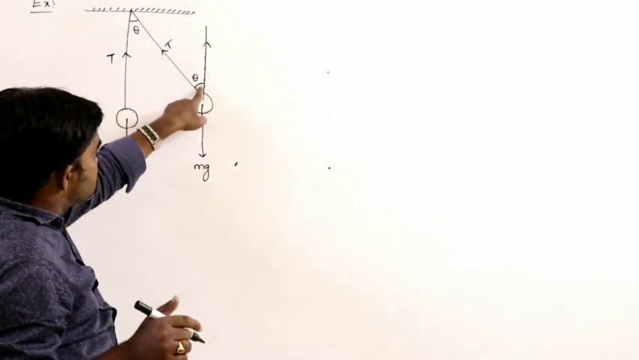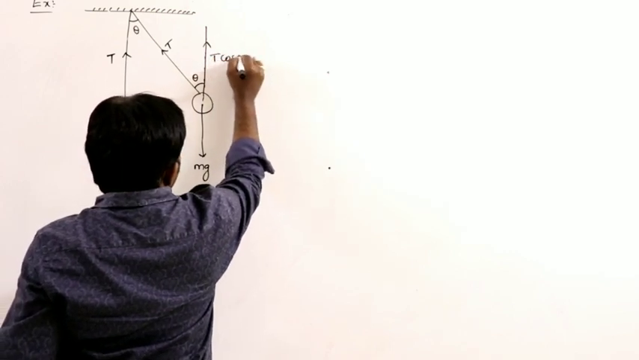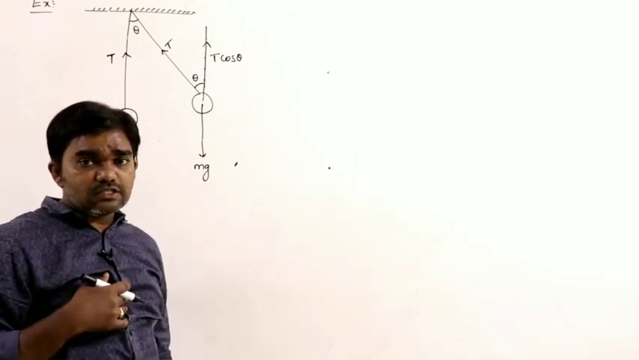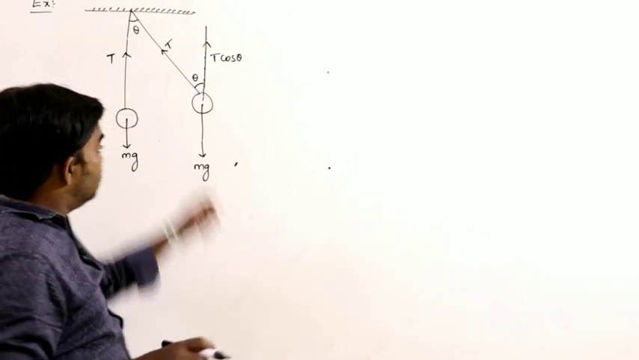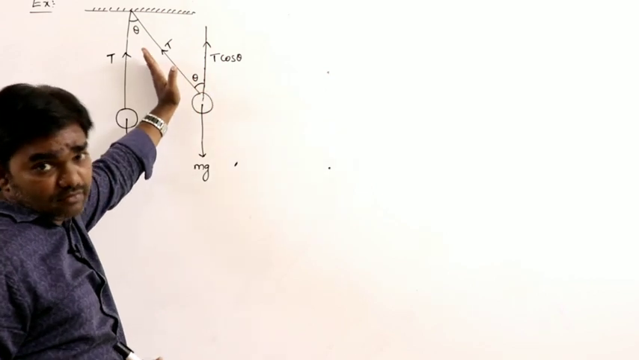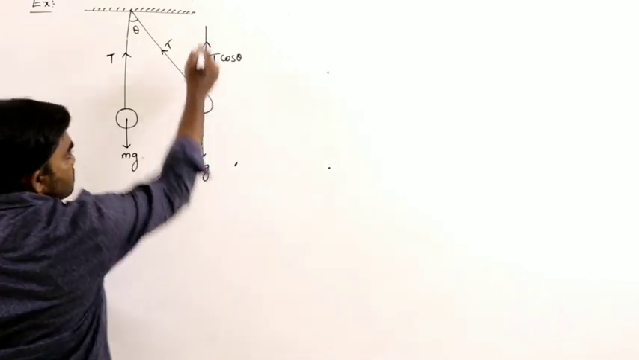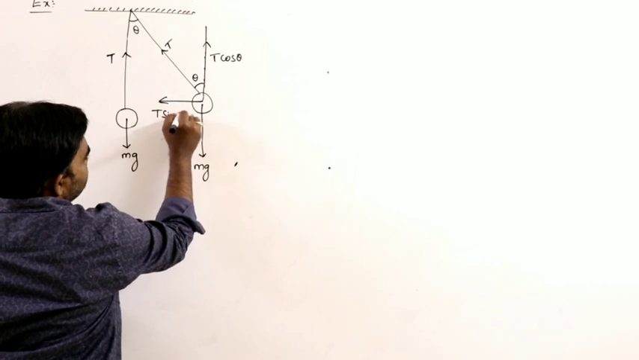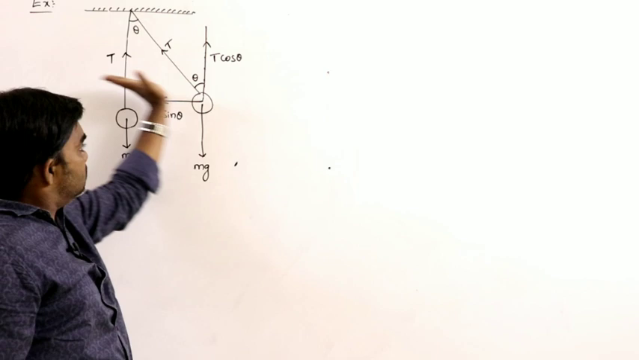Here the tensional force makes an angle theta, so that's why this becomes T cos theta. In the previous situation, resolution of vectors, we were considering A, so we wrote A cos theta, A sin theta. But here this is T, the tensional force, which is a vector. So T can be divided into two components: T cos theta and T sin theta, two mutually perpendicular components.